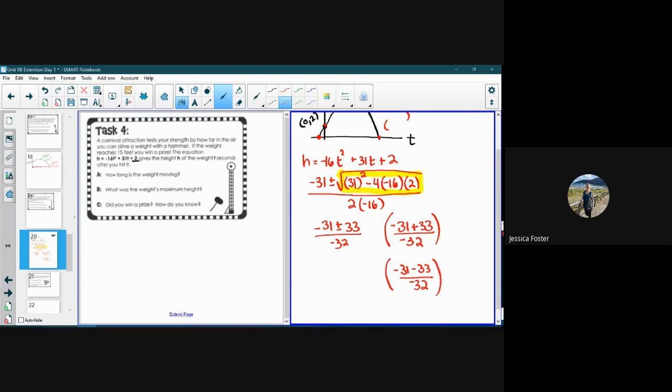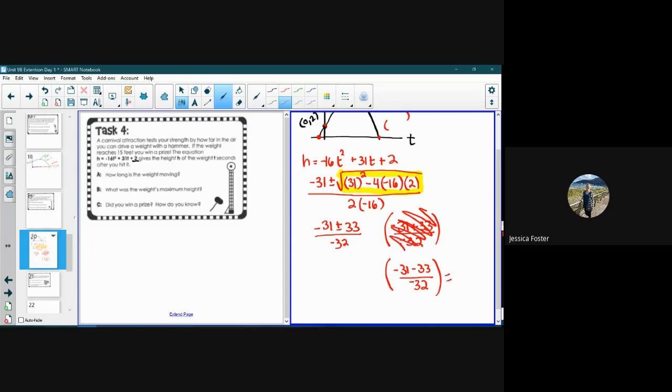Which one of those is going to end up being positive? Because if you find which one's negative, we don't even need to do the math here. Well, I'm looking and I'm seeing negative 31 plus 33. Well, that's going to be a positive number. A positive number divided by a negative number is negative. So I'm not even going to worry about this one. That would give me a negative answer.